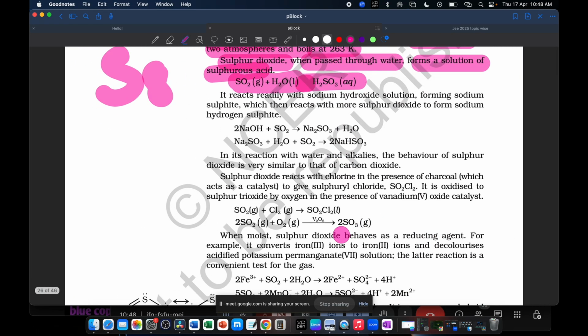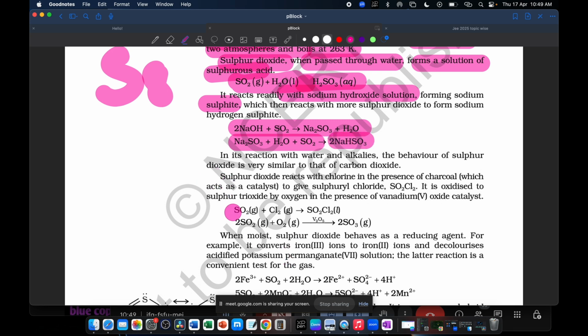నెక్స్ట్ విల్ మూవ్ టు ద రియాక్షన్స్ ఆఫ్ ఇట్. సో it reacts readily with sodium hydroxide forming sodium sulfite. NaOH plus SO2 gives you Na2SO3, which then reacts with more sulfur dioxide to form NaHSO3.